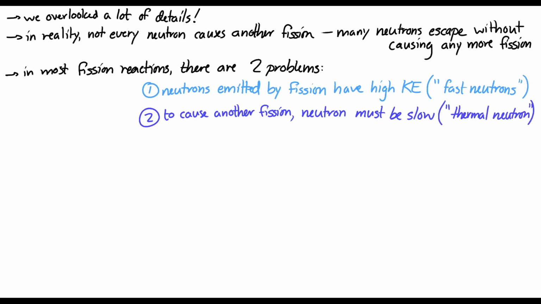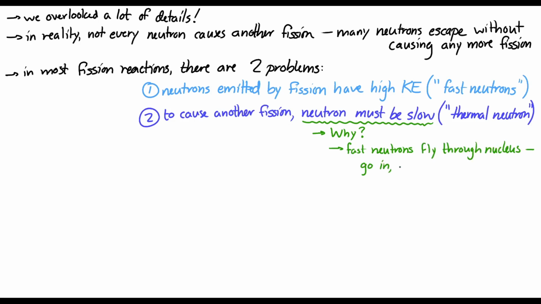And that might seem a little bit odd, because you might think that a high kinetic energy neutron would carry a lot of energy into a nucleus and do a good job of splitting it apart. However, fast neutrons essentially just fly through the nucleus. They go into the nucleus and then they come right out. So you need a slow or thermal neutron to impact the nucleus to cause a fission reaction.